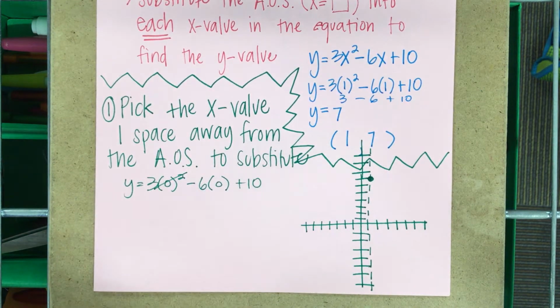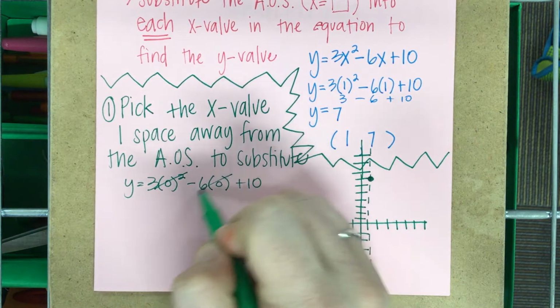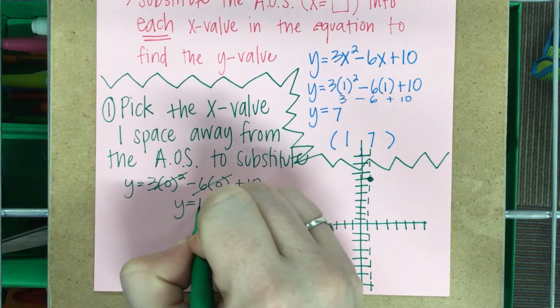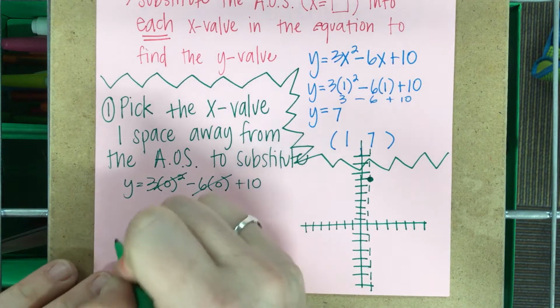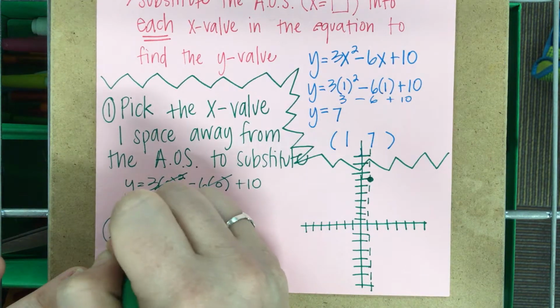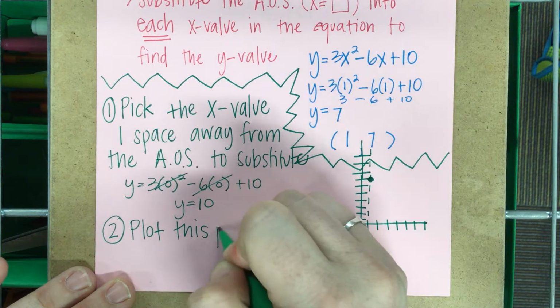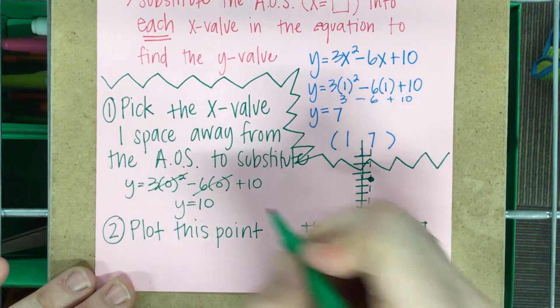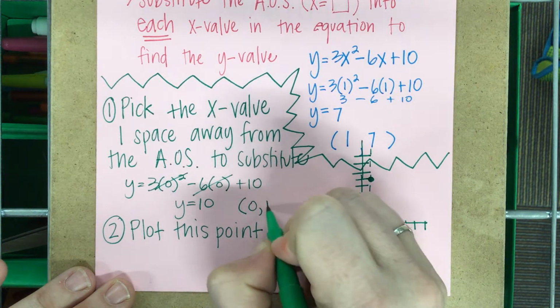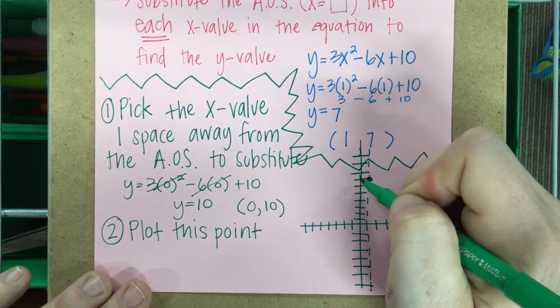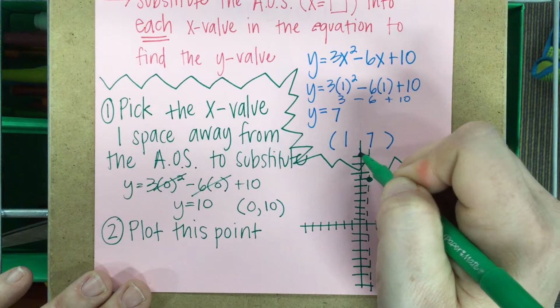That's 0, correct? So what does y equal? 10. Plot this point. So my ordered pair was 0, 10. 0, that's 7, 8, 9, 10.